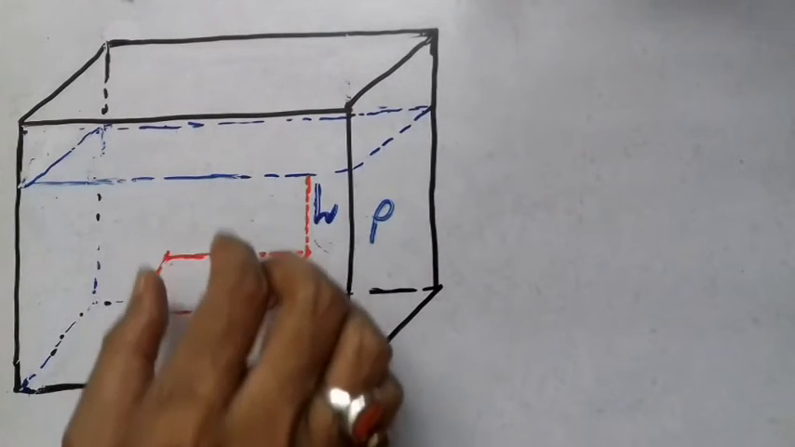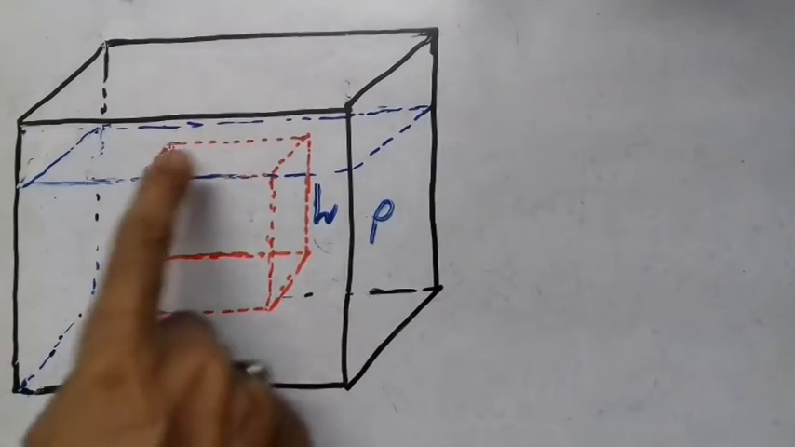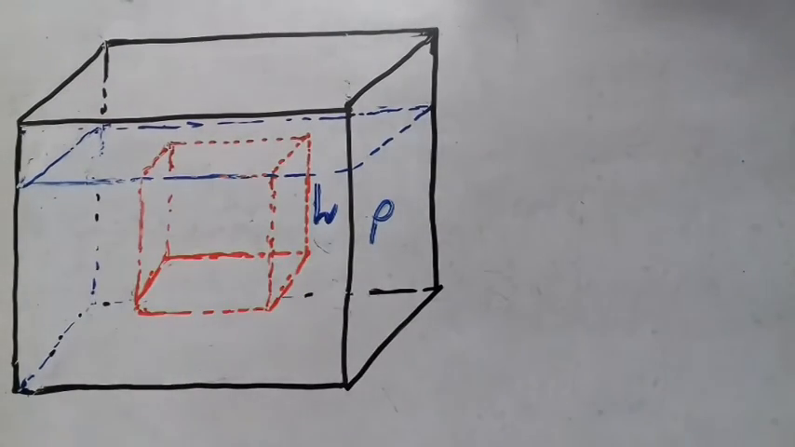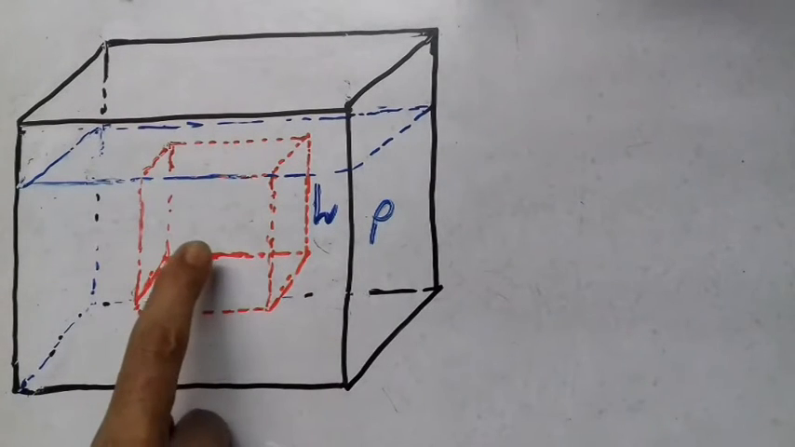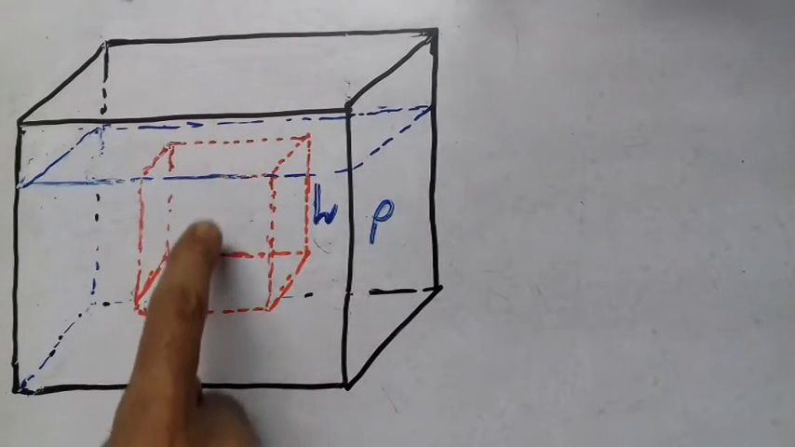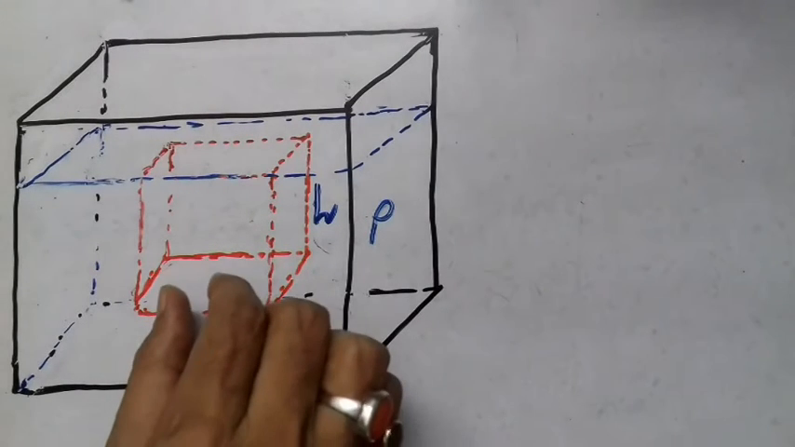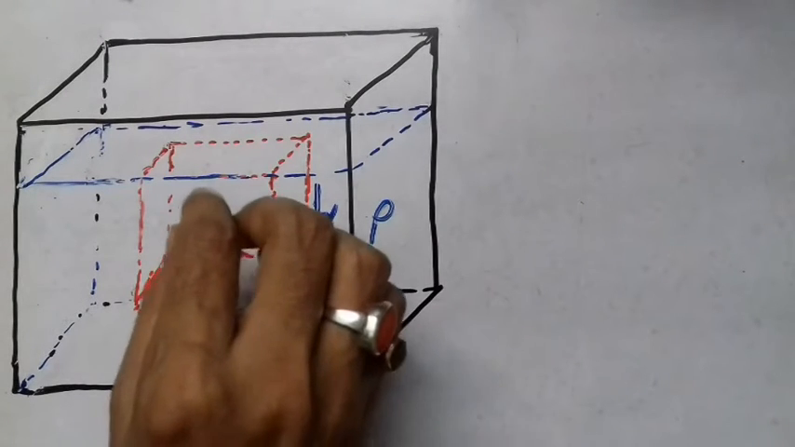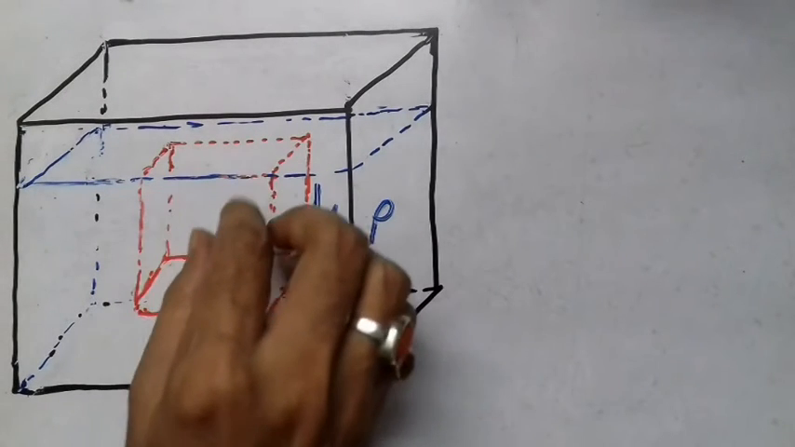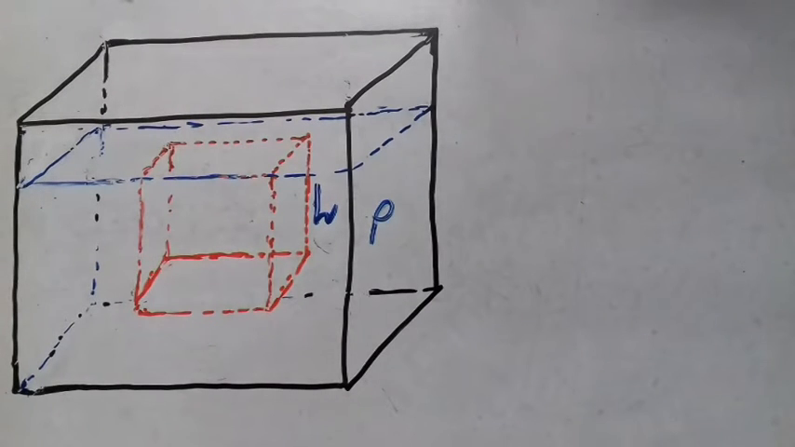It will describe a cuboidal column. Let me draw. A cuboidal column like this will be described by this amount of water. So water contained in this cuboidal column will exert pressure on this surface. Now it will be due to the weight, due to the thrust. Thrust here is the weight of the amount of water present in this cuboidal column.